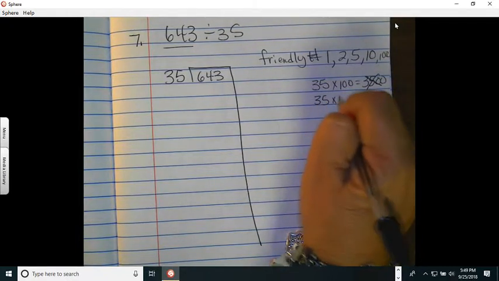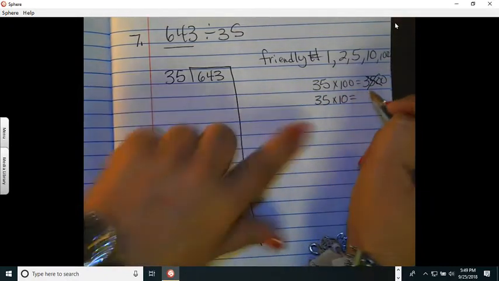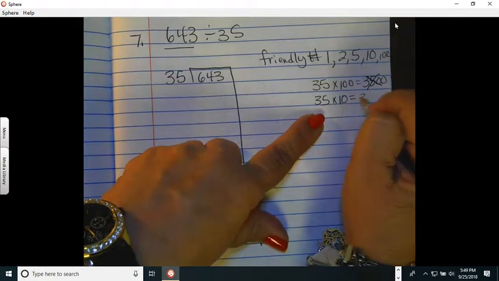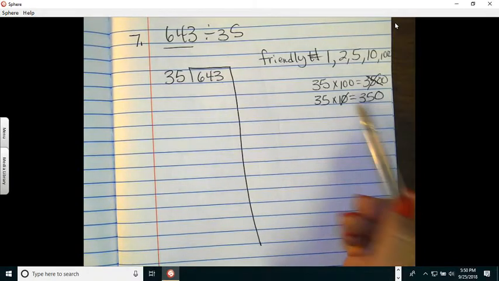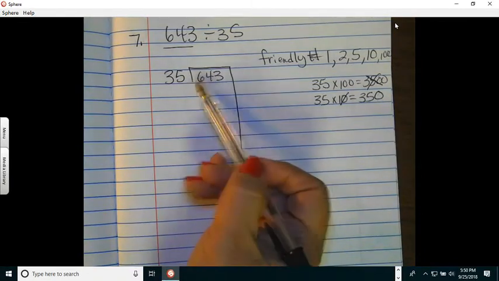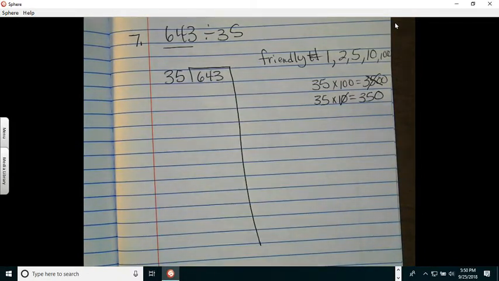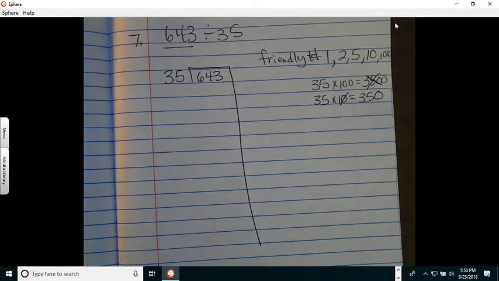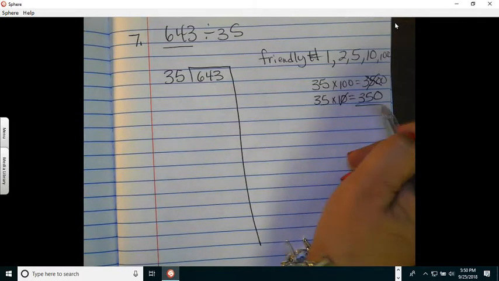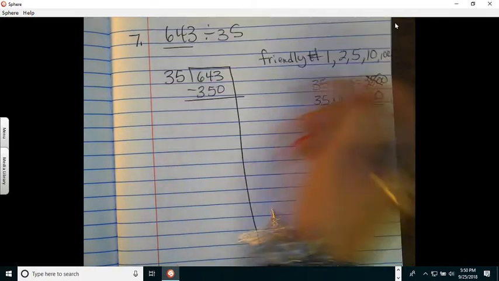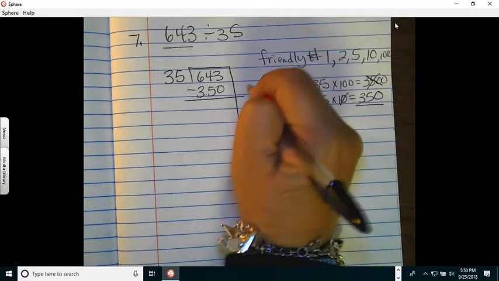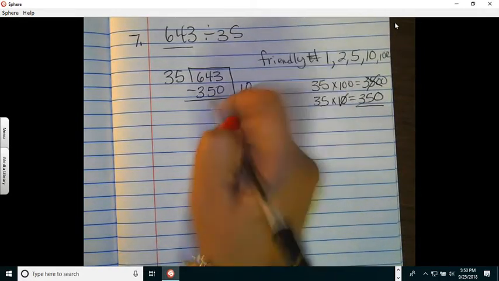35 times 10 equals, I know that 35 times 1 is 35. I have a 0, it's 350. Can I take 350 out of 643 to reduce my dividend? Yes, absolutely. So here, I'm going to put my product there. I'm going to put my partial quotient here. And I'm going to subtract.